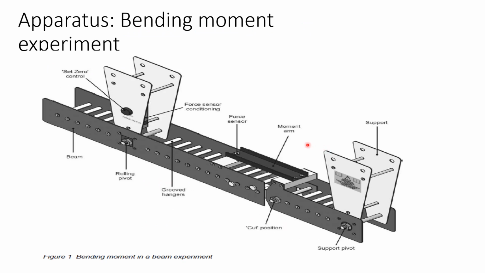This figure shows the components of our experimental setup, which is the bending moment experiment. You can see here there is a beam, and there are two supports given here. One is a rolling pivot, and another one is a support pivot.